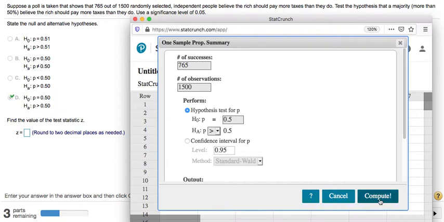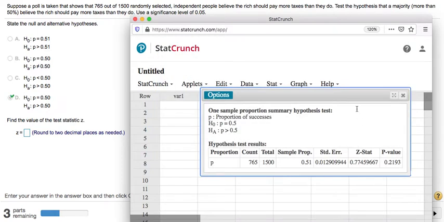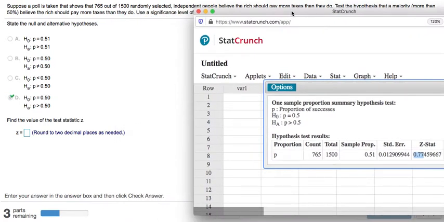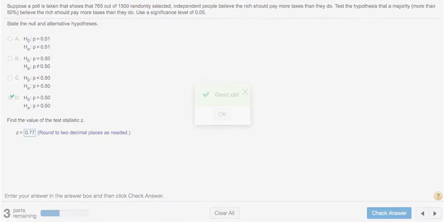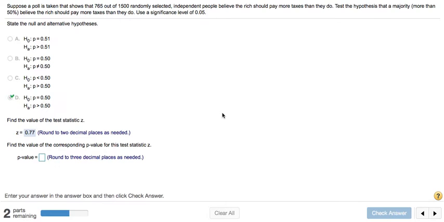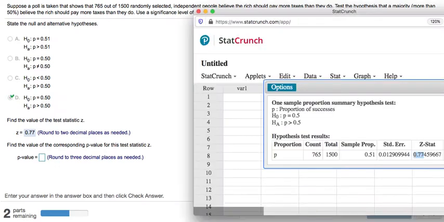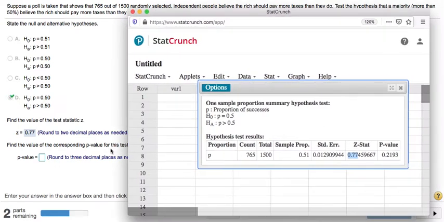That's it. If you click compute, okay, we get this value here as the z-stat, which is our test statistic. And if we round it to 2 decimal places, that's going to be 0.77. So that's how many standard errors you are away from the middle of the data, which is not very far in this case. Now the corresponding p-value rounded to 3 decimal places is 0.219.